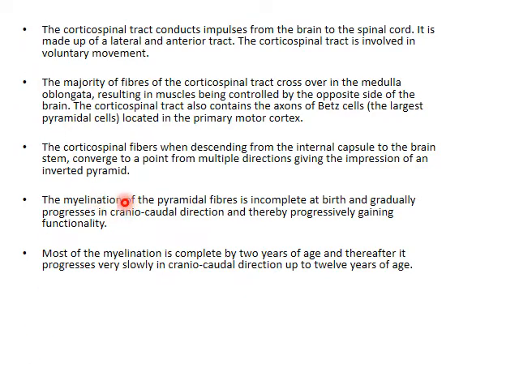The myelination of pyramidal fibers is incomplete at birth, and it gradually progresses in a cranio-caudal direction, thereby progressively gaining functionality. Most of the myelination of the pyramidal fibers is complete by 2 years of age, and thereafter it progresses very slowly in a cranio-caudal direction up to 12 years of age.